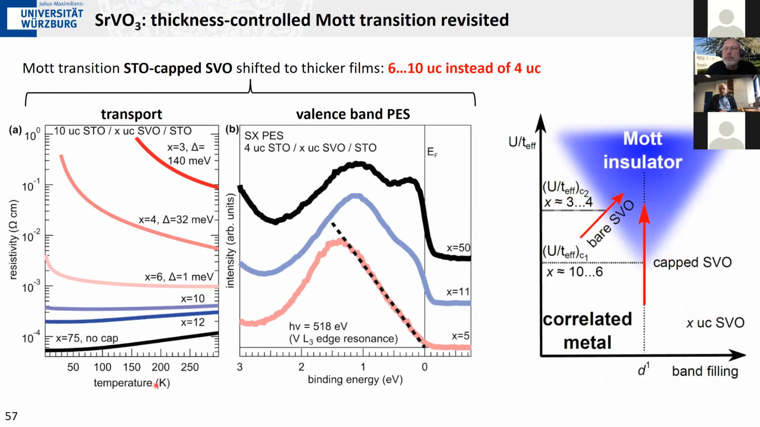Okay, so this would describe the situation in the SVO case. If we have uncapped samples, we would go both in the direction of changed filling, because we have the surface oxidation, as well as a change in the correlation strength. Whereas in the capped films, we would argue we have frozen out this doping effect, and we go all the way vertical from d1 metal to d1 insulator.